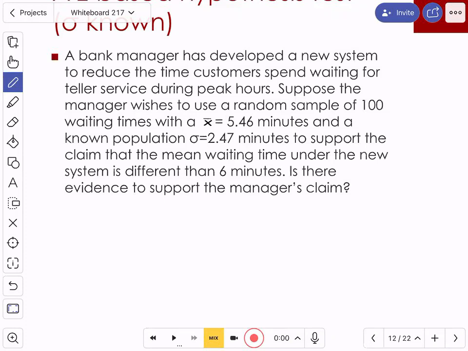The first thing we always do at a problem like this is we develop a hypothesis. So I want to know, what does the population mean? What is mu equal to right here? Well, when I read this, they want to support the claim that the mean waiting time under the new system is different than 6 minutes. So mu is equal to the mean, we'll say the mean waiting time.